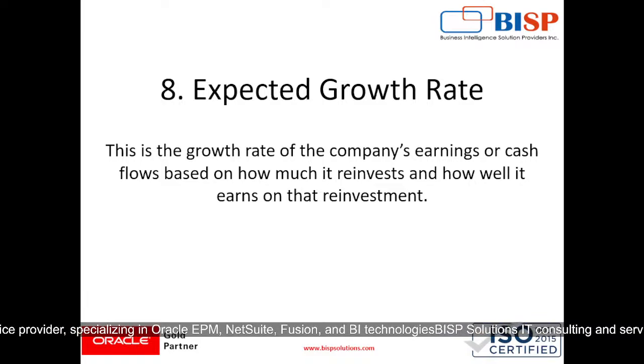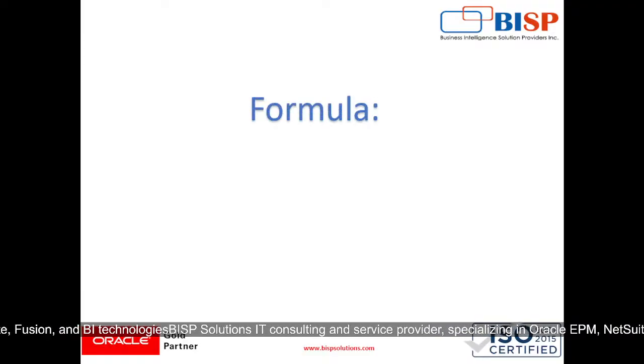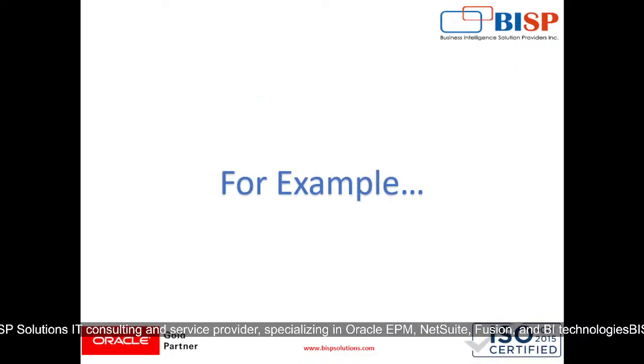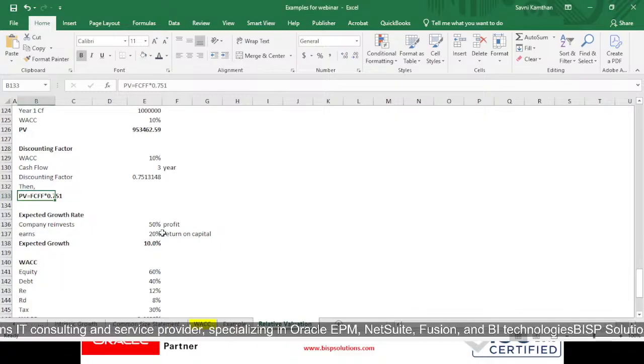Then comes expected growth rate, which is the growth rate of the company's earnings or cash flows based on how much it reinvests and how well it earns on that reinvestment. Calculating that, the formula is expected growth equals reinvestment rate into return on capital. To understand it better, we will take an example for the same.